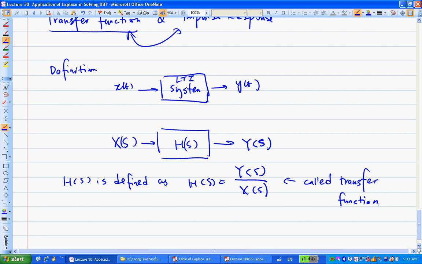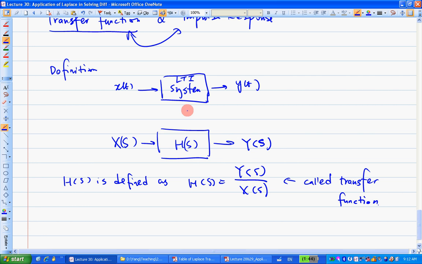In layman's words, the transfer function is the ratio between the Laplace transform of the output over the Laplace transform of the input. That's very simple. If you have the Laplace transforms X of s and Y of s, just divide them by each other. That's the transfer function. So in the s domain, H of s is just multiplied with X of s to get Y of s.